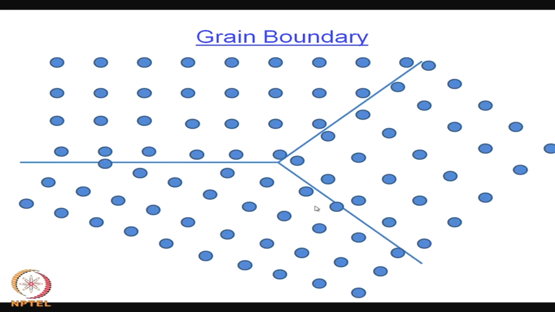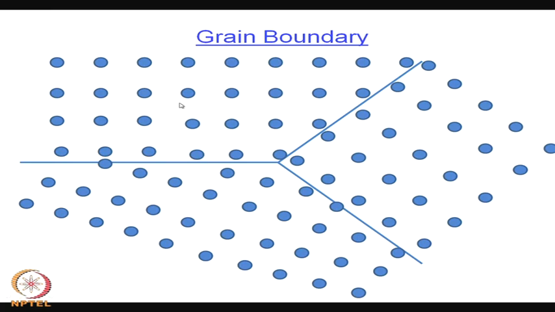The next type of surface defects, or two-dimensional defects, are known as grain boundaries, because any polycrystalline material is a combination of a large number of single crystals, oriented in different directions. Unless you take very special precautions, it is very difficult to prepare single crystals. Mostly ceramics are available as polycrystalline material, and therefore the boundaries between two different single crystals within a polycrystalline solid are called grain boundaries.